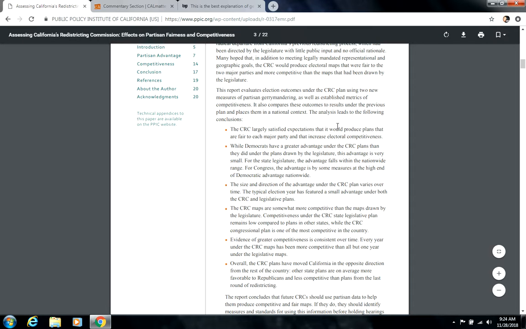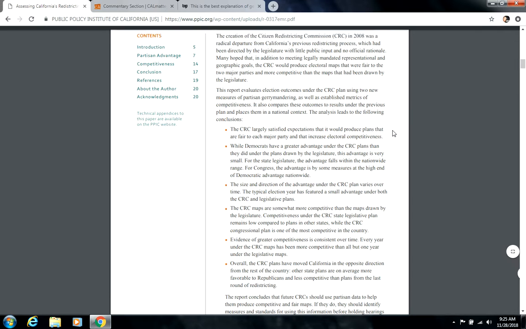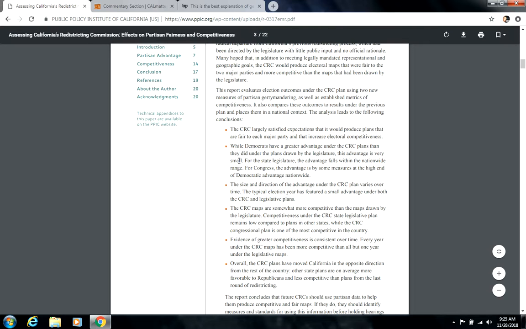It says the CRC largely satisfied expectations that it would produce plans that are fair to each major party and increase electoral competitiveness. So yeah, they satisfied the expectation. Big wow, right? What else did they find out? While Democrats have a greater advantage under this plan than they did under the former plan, this advantage is very small. So under this new plan, Democrats have a greater advantage than they already did. For the state legislature, the advantage falls within the nationwide range. For Congress, the advantage is by some measures at the high end of Democratic advantage nationwide.